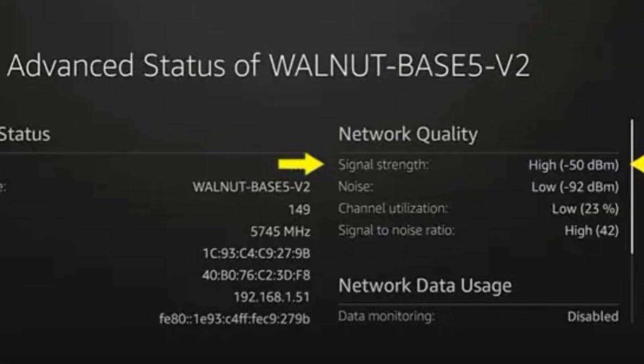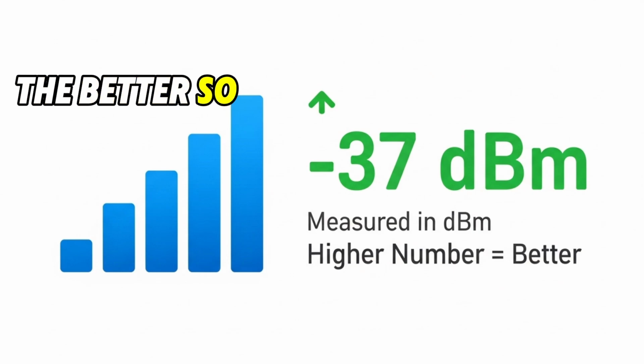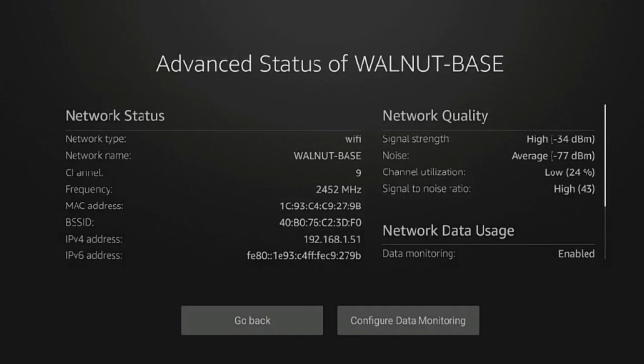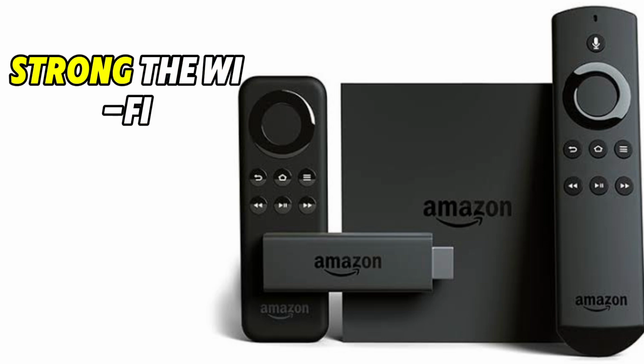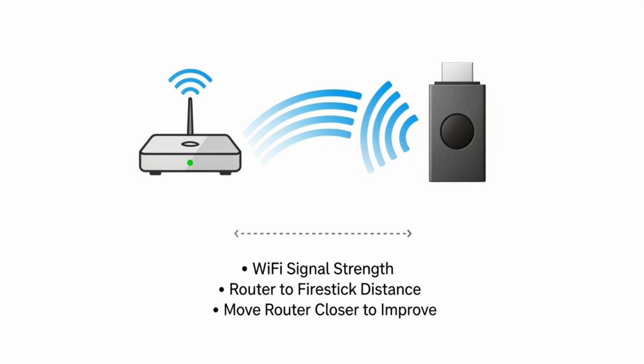Signal strength is measured in decibel milliwatts, dBm, and the higher the number, the better. So my number of -37 dBm is a good signal strength. In other words, this shows how strong the Wi-Fi signal is between your wireless router and your Firestick. You can try moving your router closer to your Firestick to improve this.